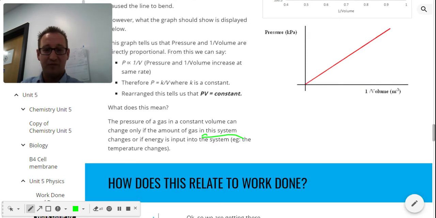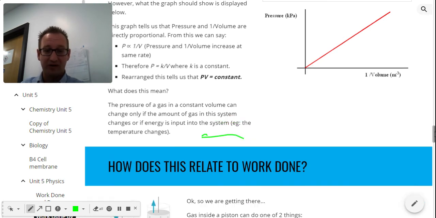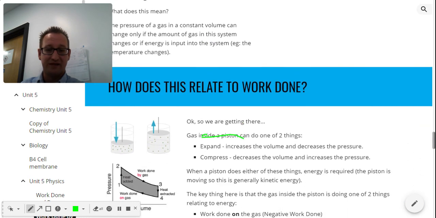So if you have a piston which is sealed, the only way you can make the pressure of that gas change is either by introducing more gas into it, so pumping air into that piston and making that volume change, or by putting energy in, so you input heat. So how does this relate to work done?